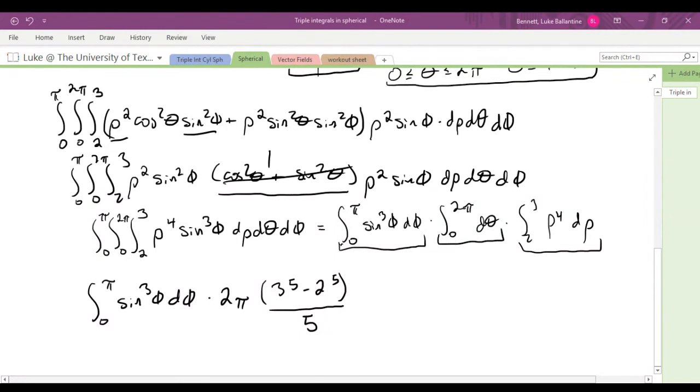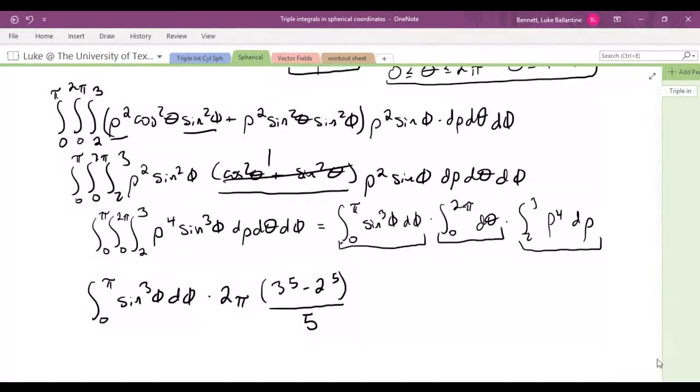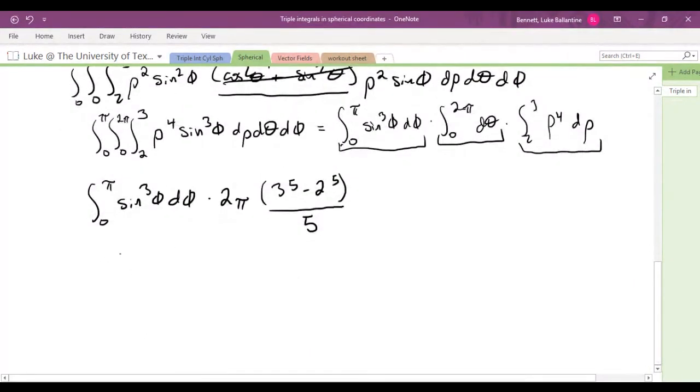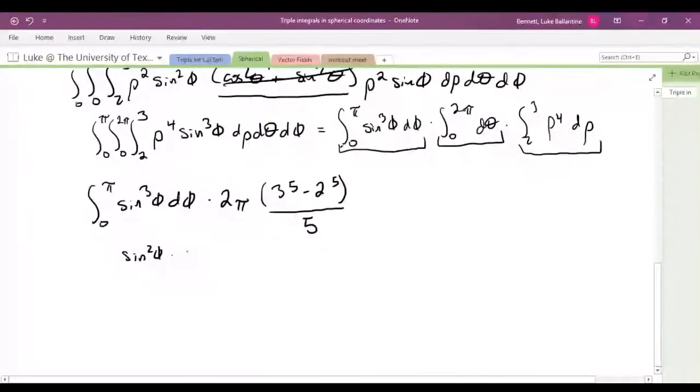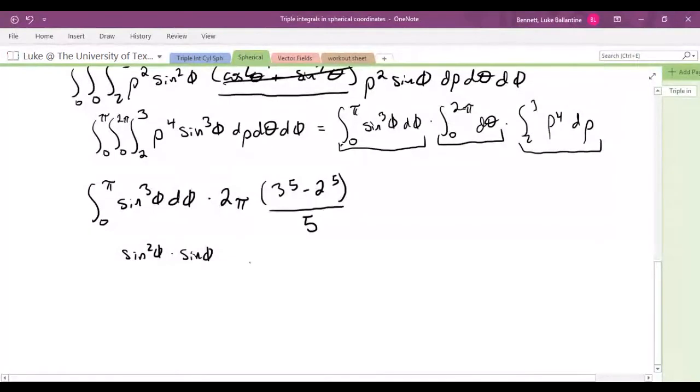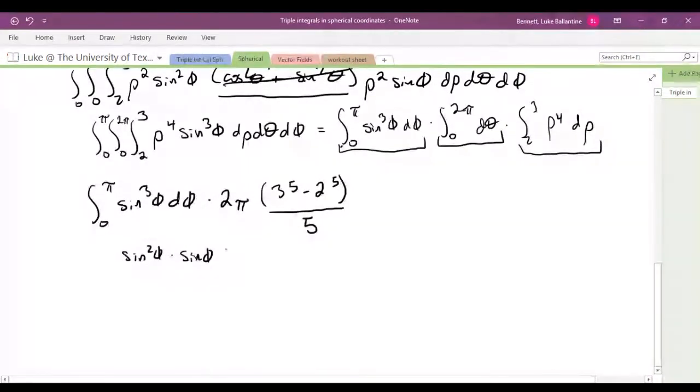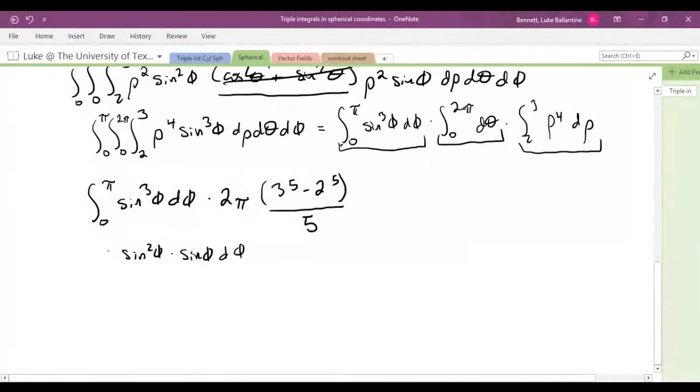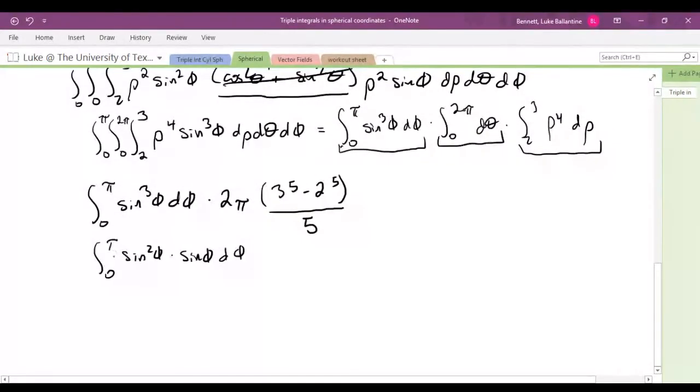I call it peeling off. Isolate sine squared and sine. Convert sine squared to 1 minus cosine 2 theta over 2. Oh, let's try that. So we're going to peel it off or isolate. So we have sine squared phi times sine phi d phi, 0 to pi.